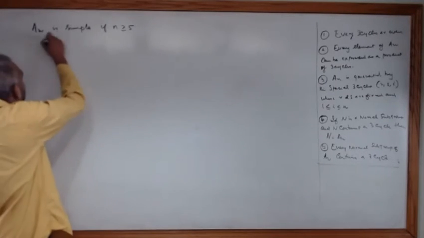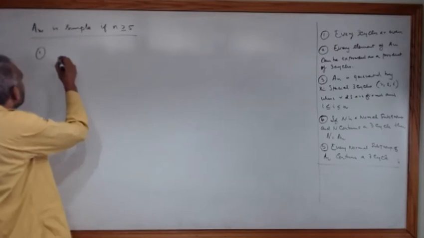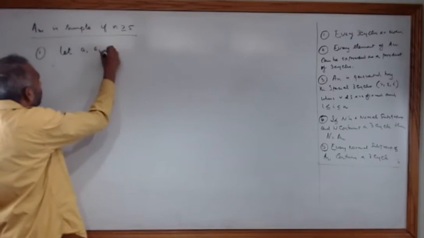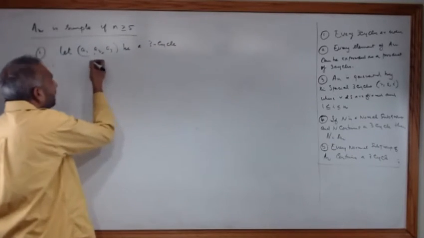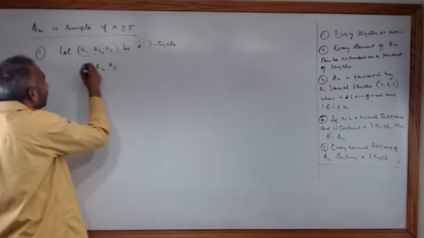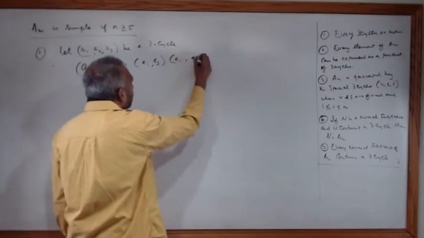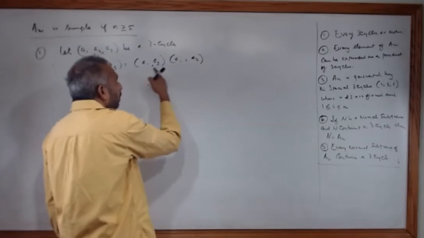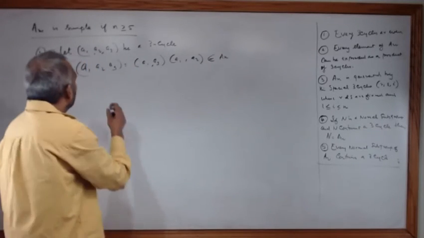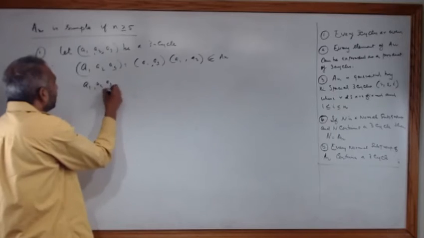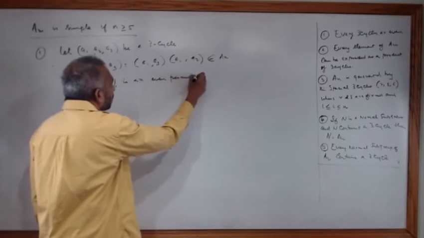So let us start with the first one. Every 3 cycle is even. So let (A1, A2, A3) be a 3 cycle. Definitely this can be written as (A1, A3)(A1, A2), and because it's a product of 2 transpositions, it definitely is even. So (A1, A2, A3) is an even permutation. That is very simple.